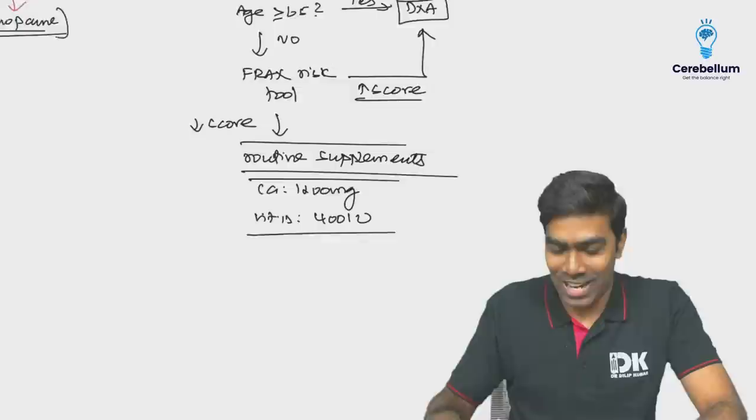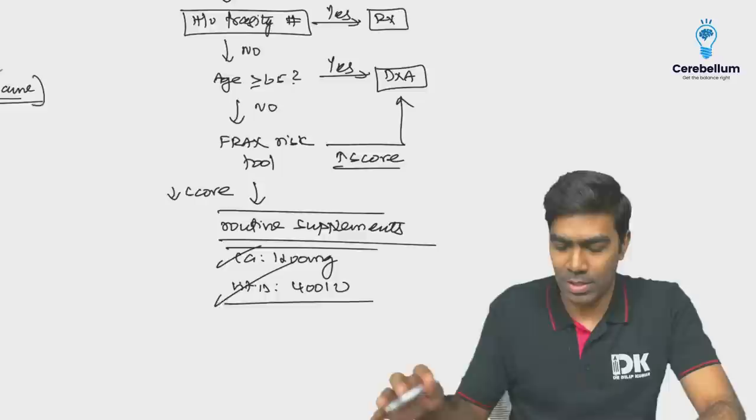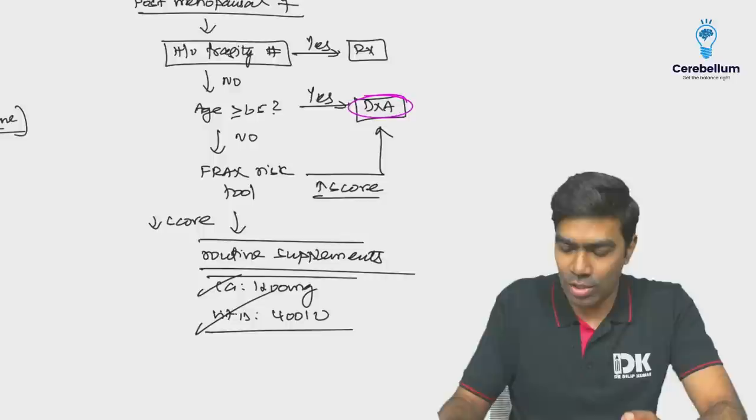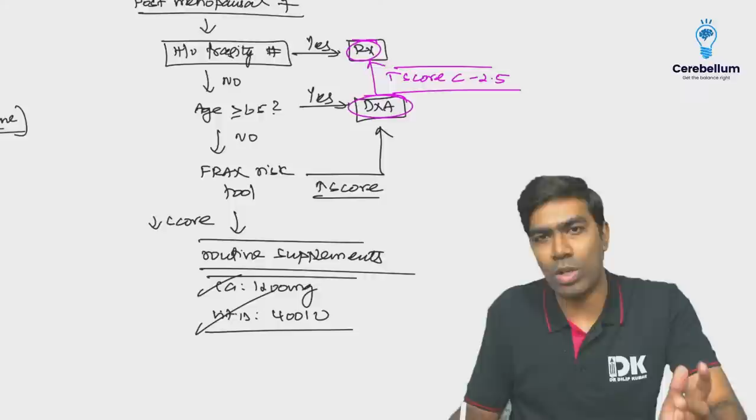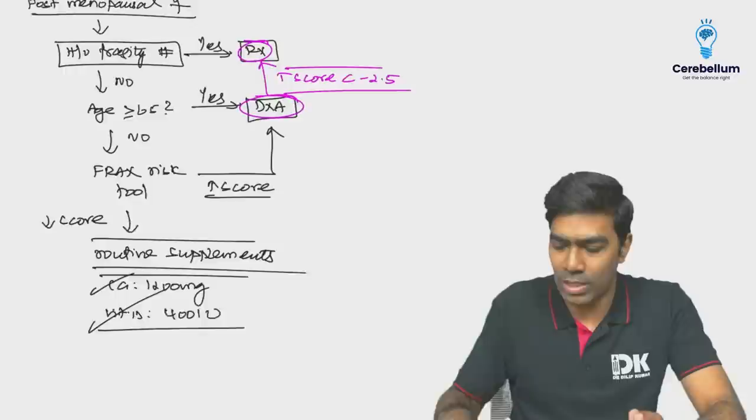So calcium of 1200 milligram and vitamin D of 400 IU. This is what you're going to give, routine supplements. Now you're going to perform a DXA scan. In the DXA scan, you're going to see something called the T score. If the patient has a T score of less than minus 2.5, then you're going to start therapy. We know how to categorize the T score.